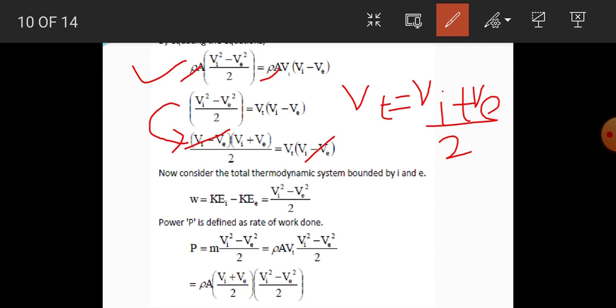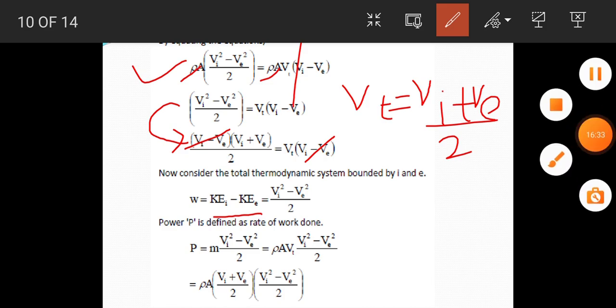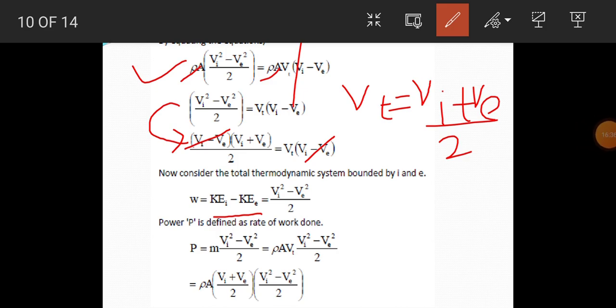Now considering the total thermodynamic system bounded by inlet I and exit outlet E, W is equal to kinetic energy at inlet minus kinetic energy at outlet. This states how much work we have gained, that is inlet kinetic energy minus outlet kinetic energy. So how much kinetic energy is transferred from the wind. By subtracting the inlet minus the outlet, we will get how much work is done.